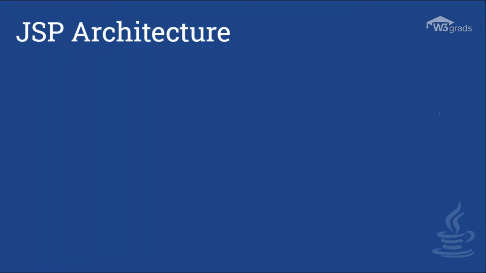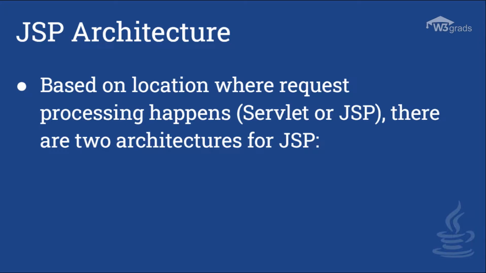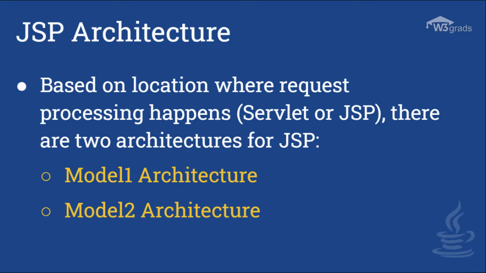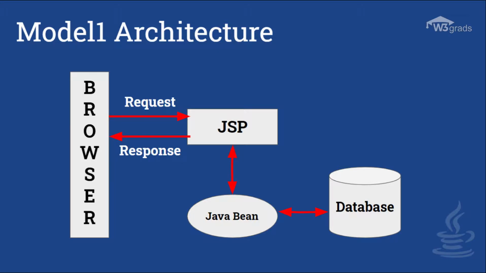Before we start developing a web application, we should have a basic idea of architectures. Based on the location where request processing happens, either in servlet or JSP, there are two architectures for JSP. They are Model 1 architecture and Model 2 architecture. Let us look at the Model 1 architecture.